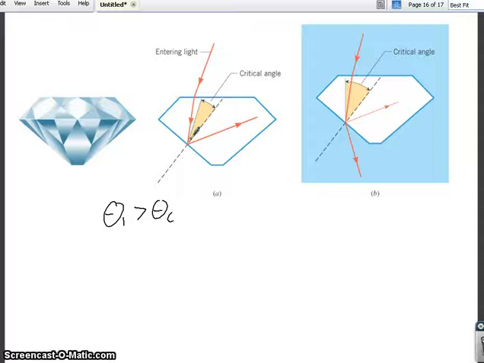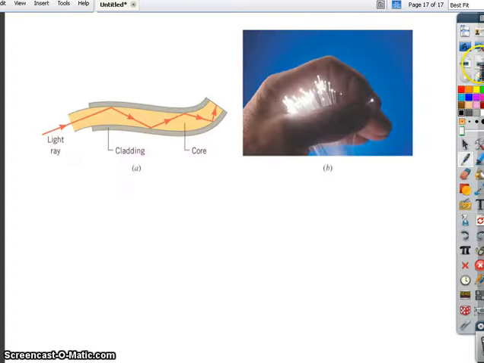They have a very large index of refraction. The index of refraction for diamond, n, is equal to 2.419. Very large number for index of refraction.